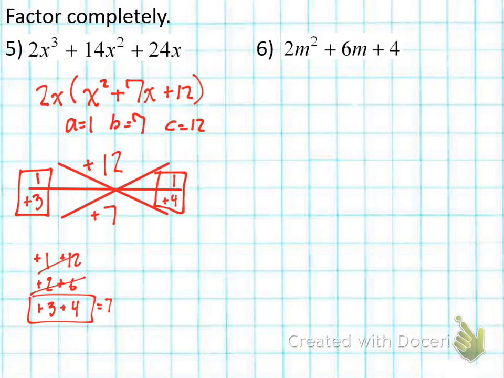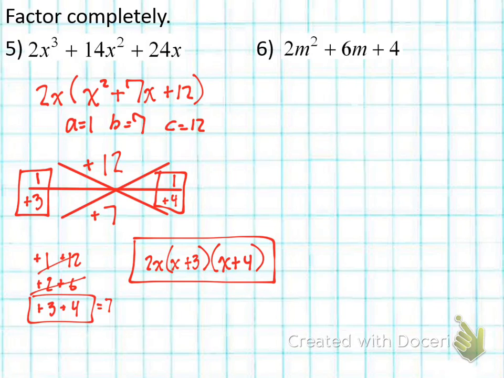Okay. So now we bring down the GCF of 2x. 2x times, and then we open parentheses. We got positive 1x plus 3. So we're just going to put x plus 3. And then the next one is going to be 1x plus 4, or just x plus 4. There's no need to put the 1 there because it's redundant. We're assuming there's a 1 there in front of the x. Does that make sense?